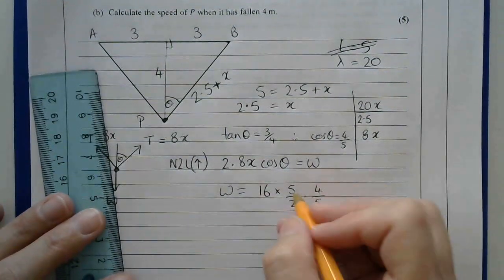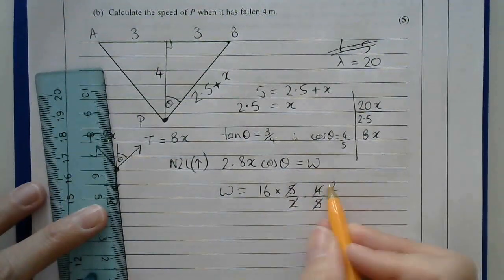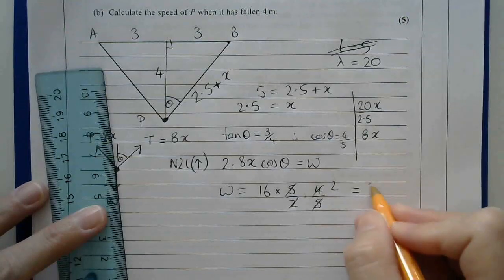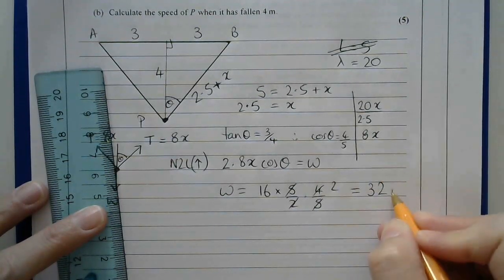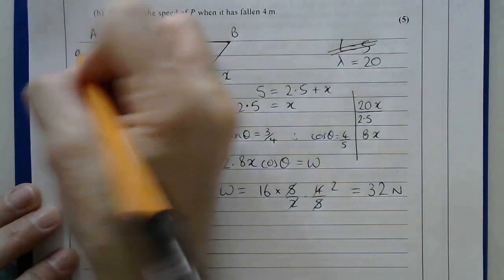Okay, so I can see that this will cancel with this, and this will cancel with this and give me a 2, so I end up with 16 times 2, which gives me 32 newtons. So that is part A.